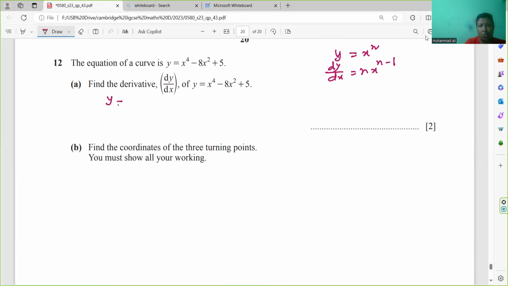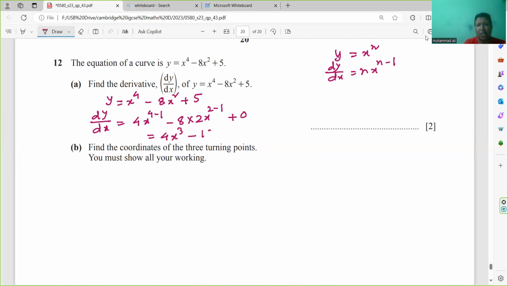Now y equals x to the power 4 minus 8x squared plus 5. If we differentiate this with respect to x, it will be 4x to the power 4 minus 1, minus 8 into 2x to the power 2 minus 1. When you differentiate a constant, it will be 0. So finally, we get 4x cubed minus 16x. So our differentiation result is 4x cubed minus 16x. So 12 completed.